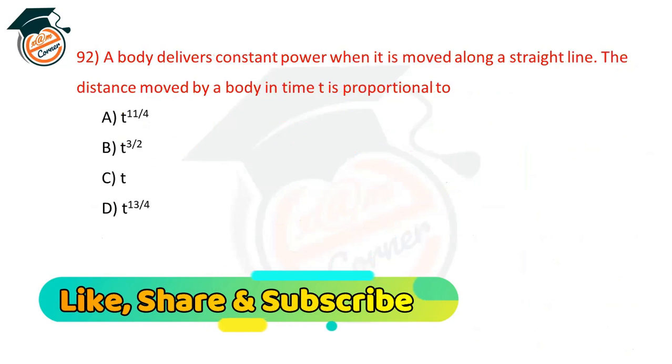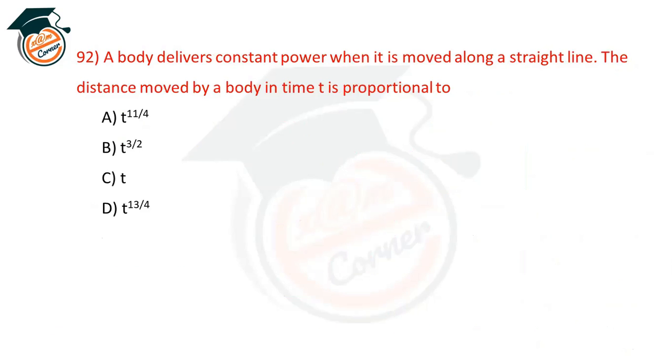Then moving on to the next question. Next question is, a body delivers constant power when it is moved along a straight line. The distance covered by the body in time t is proportional to what? Okay, the body is traveling in a straight line. So let us consider the power of the body to be P. Distance moved equals S.